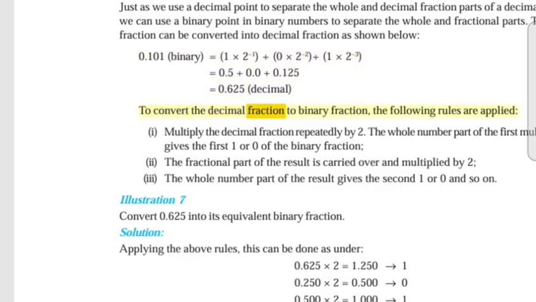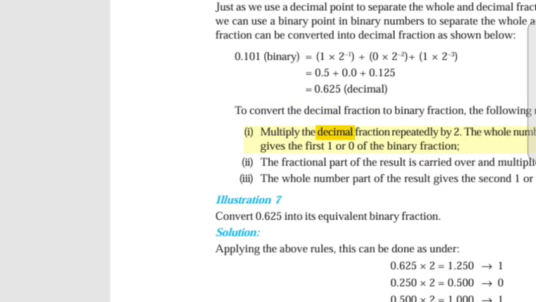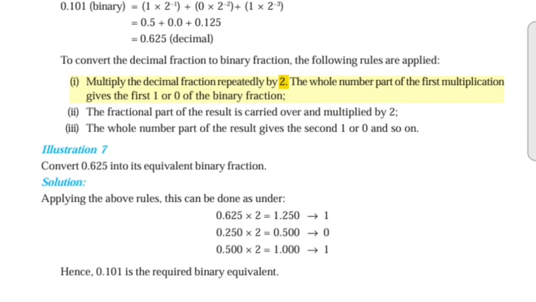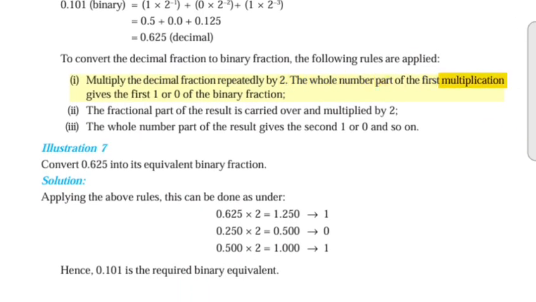To convert the decimal fraction to binary fraction, the following rules are applied. I. Multiply the decimal fraction repeatedly by 2. The whole number part of the first multiplication gives the first 1 or 0 of the binary fraction. The fractional part of the result is carried over and multiplied by 2. The whole number part of the result gives the second 1 or 0, and so on.